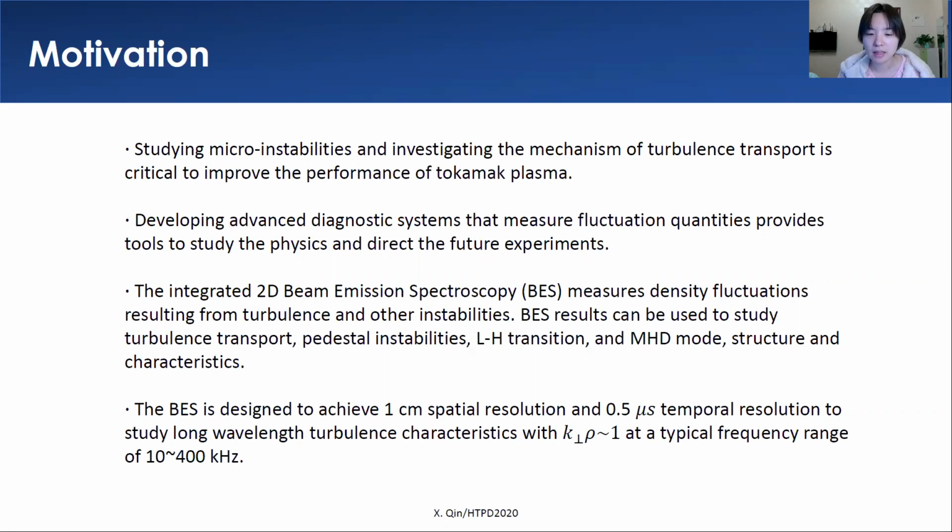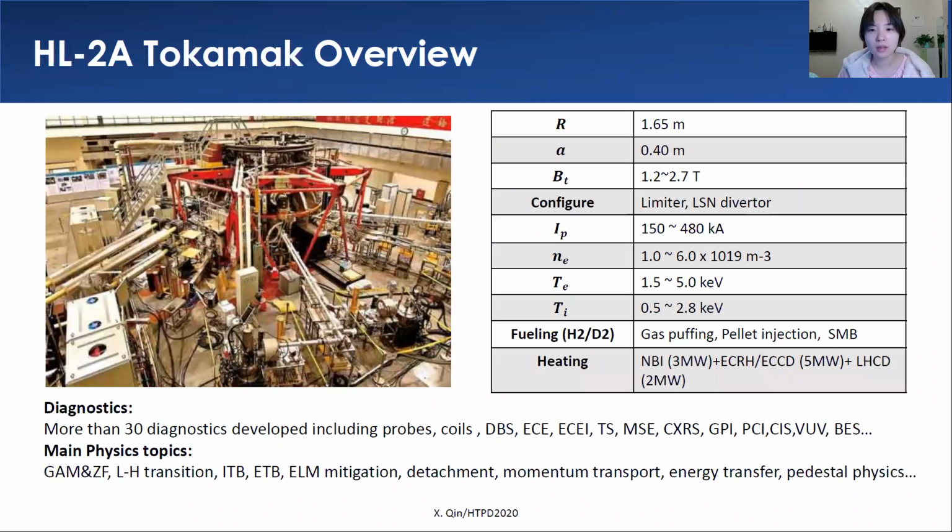The BES is designed to achieve 1 centimeter spatial resolution and 0.5 microsecond temporal resolution to study long wavelength turbulence. This system is installed at HL-2A tokamak, which has a major radius of 1.65 meter and a minor radius of 0.4 meter. HL-2A has many diagnostics and covers a wide variety of physics topics.